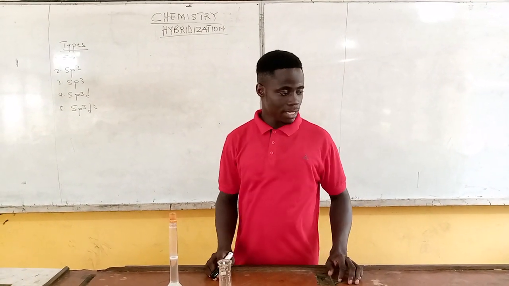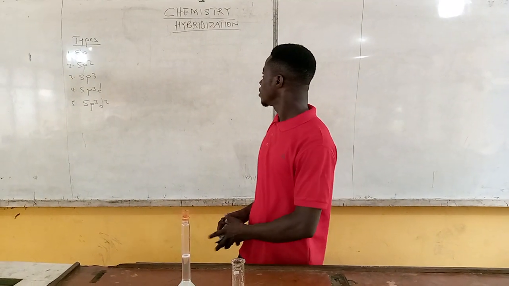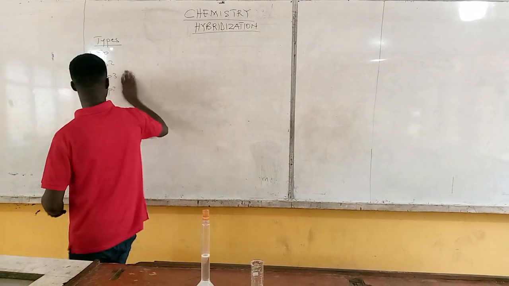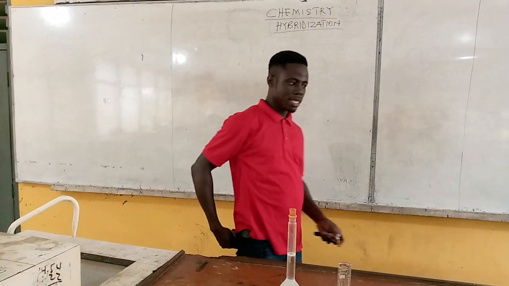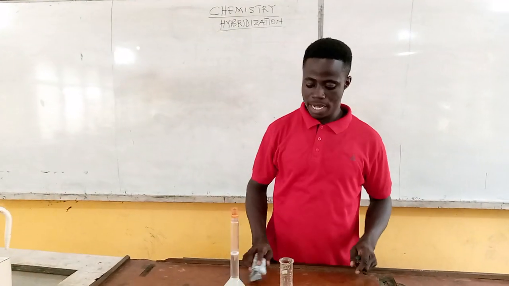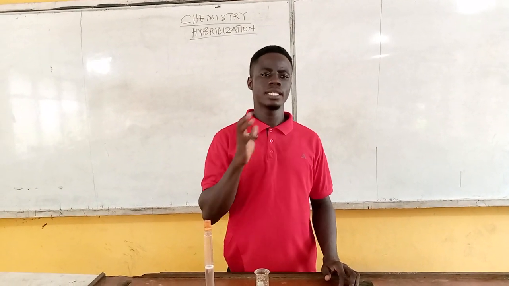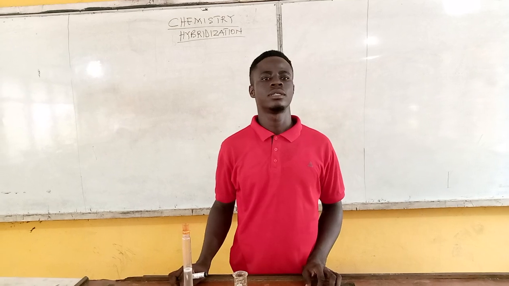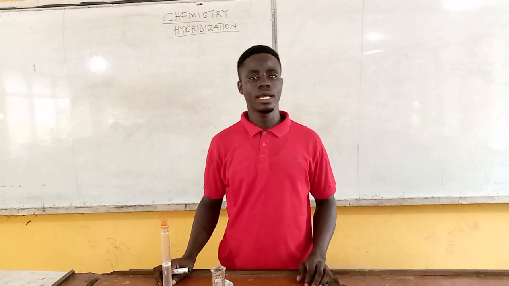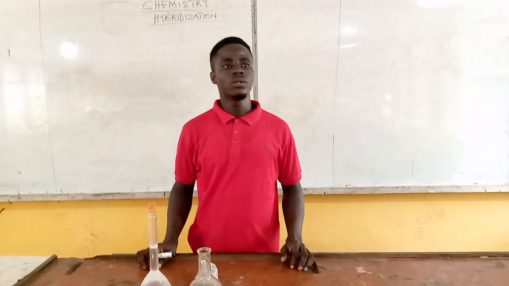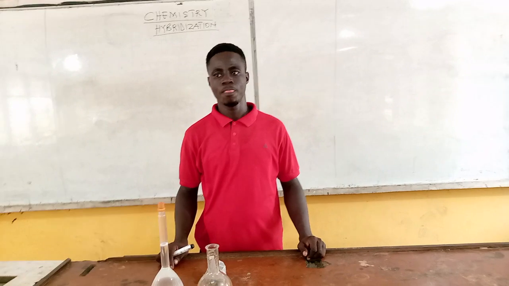But in today's lesson, we are basically going to study the types of covalent bond in this hybridization. We said in our previous video that hybridization normally occurs in covalent molecules, but it is not all the covalent molecules that this type of hybridization occurs in. So we are going to look at some covalent molecules that this hybridization occurs in.